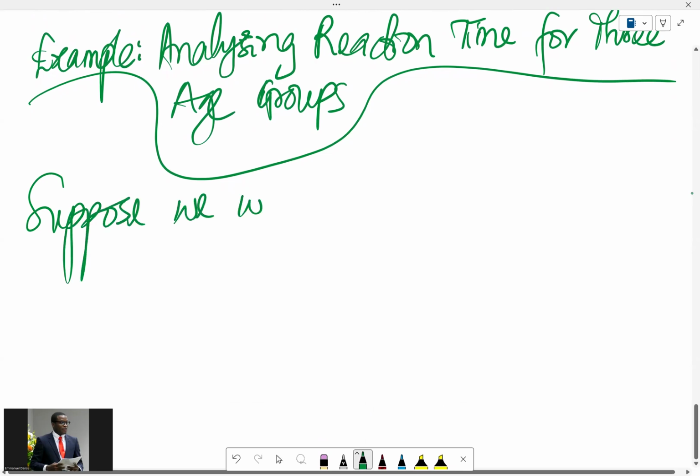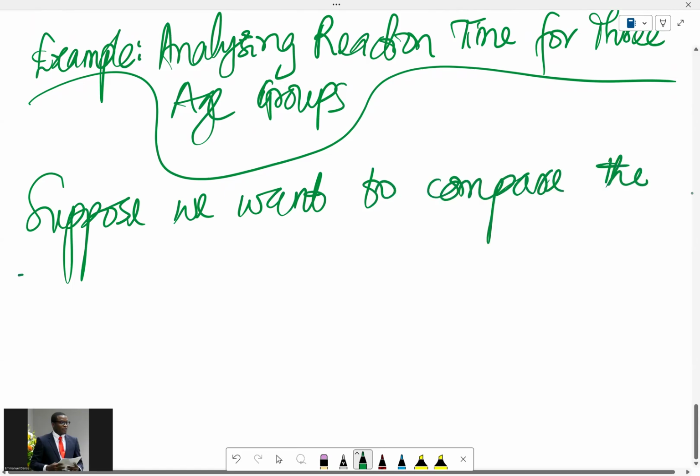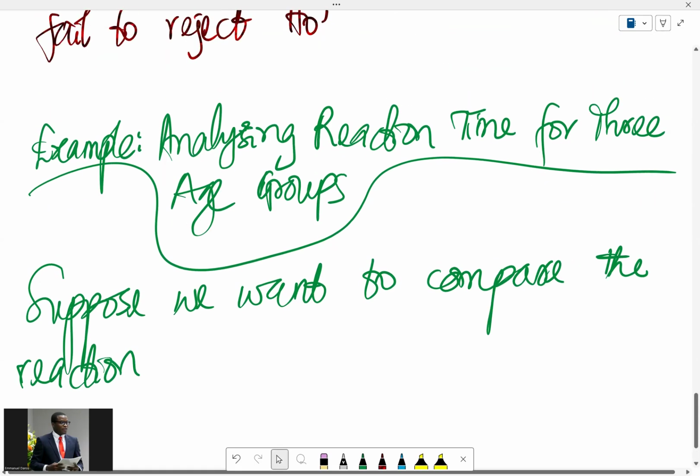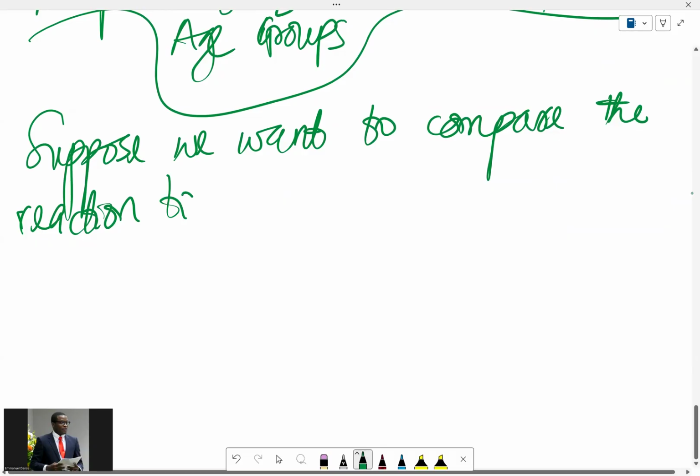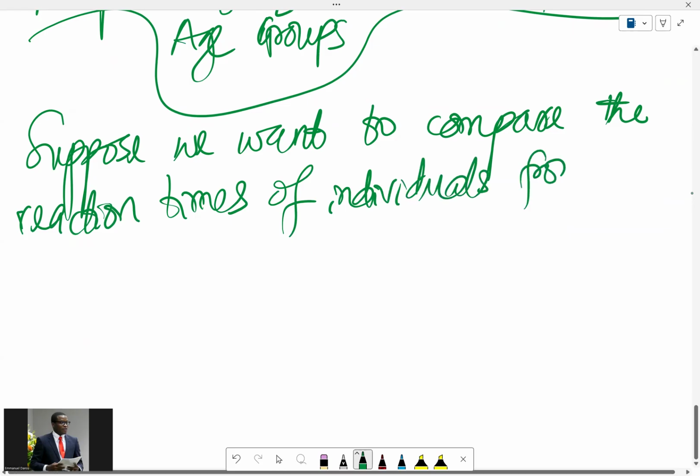So suppose we want to compare the reaction times of individuals from three different age groups.